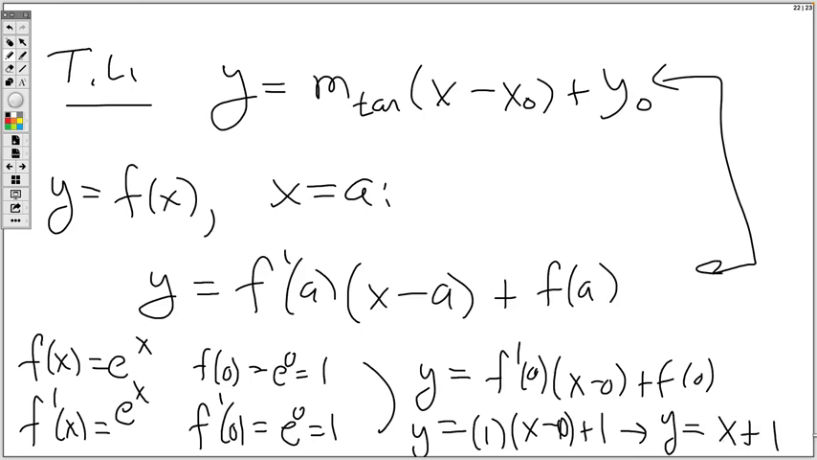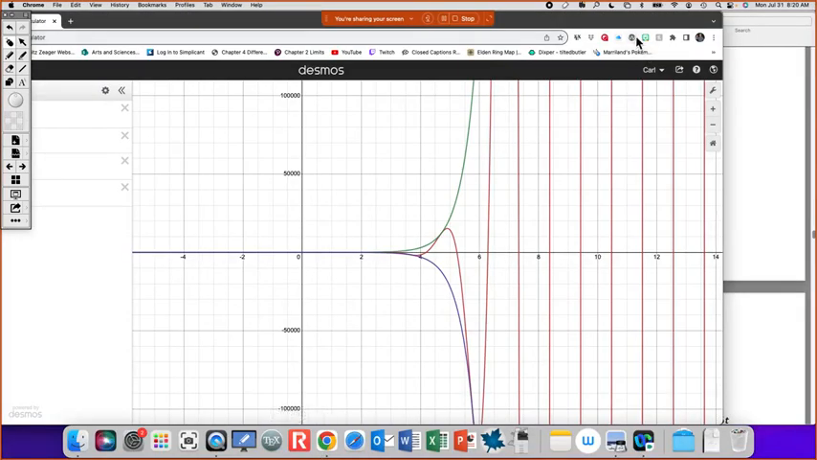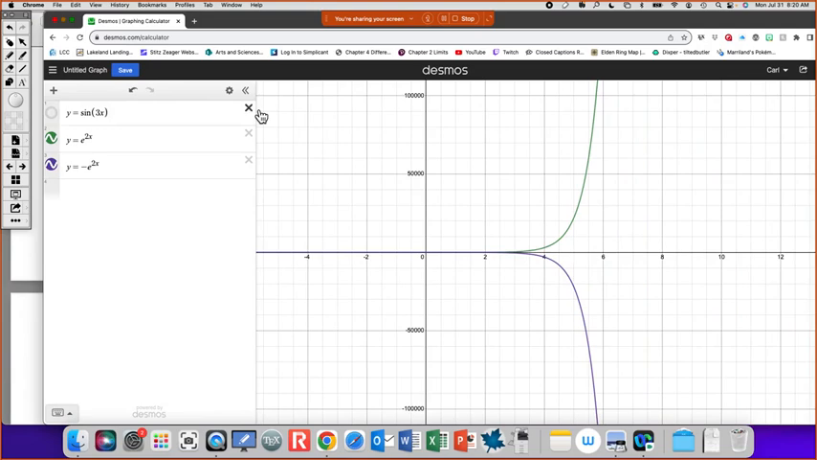Okay. And once again, you can check tangent lines by doing what? Graph the function, graph the line near that point. The graph of the function and the graph of the tangent line should be what? Indistinguishable. So fire up.